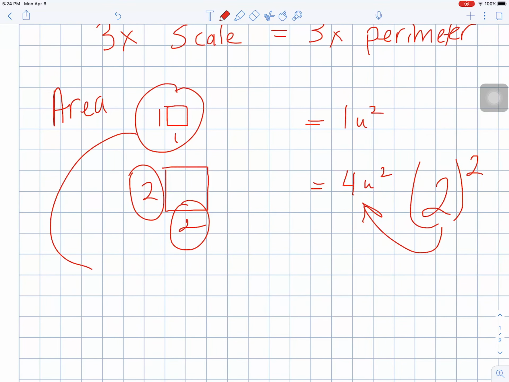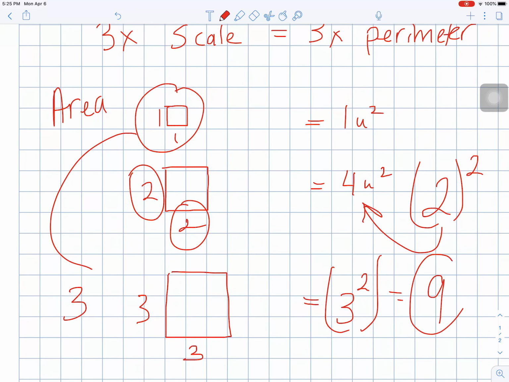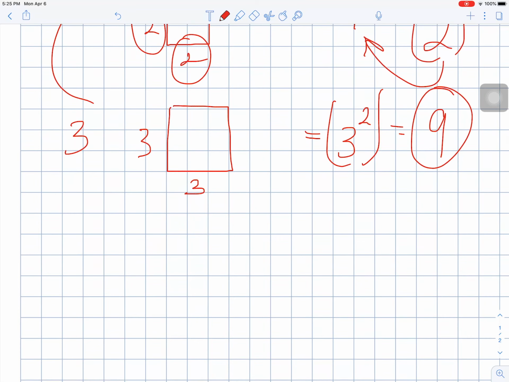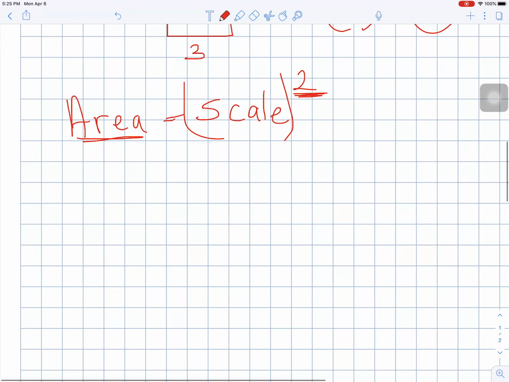So let's say we go from the original to a scale of 3, right? We grab the same thing, 3 by 3. So 3 by 3, we get 3 squared, which equals 9. That makes sense, right? So whatever your scale is, the trick here with area is that area equals scale squared. The nice thing about it is the area is always thought of in terms of squared. So scale squared should be a little bit easy to remember that way.